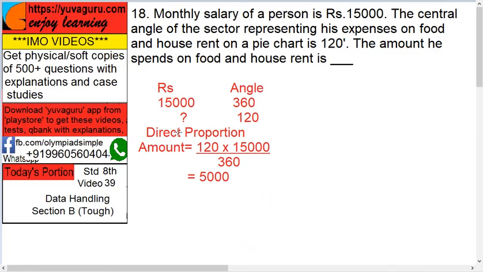That is the meaning. So it's in direct proportion. Why? As the degrees decrease, the amount will also decrease, right? That's why it is direct. So 120 into 15,000 divided by 360, and you will get 5,000. So his spend is rupees 5,000.